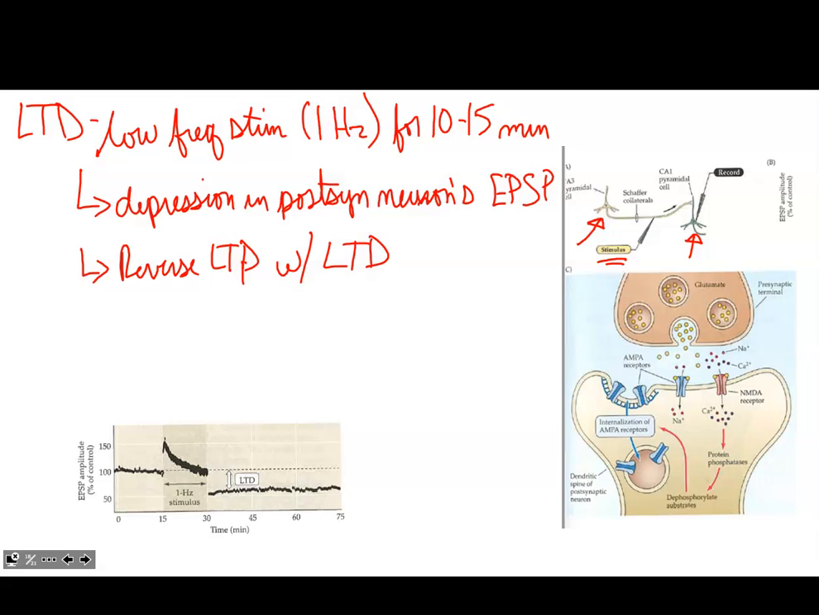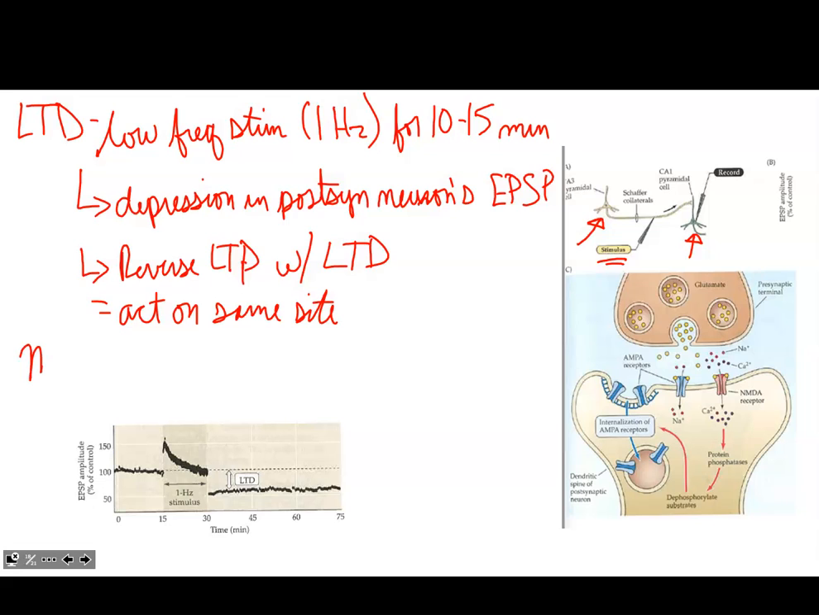This is important because I think it suggests that LTP and LTD act on the same site. If we were to see a 10 millivolt EPSP followed by a 15 millivolt synaptic depression, something would be different about those mechanisms. But the magnitude of each is the same.